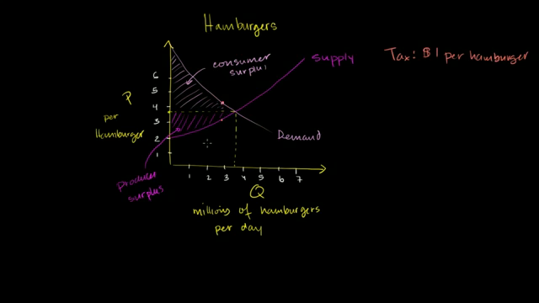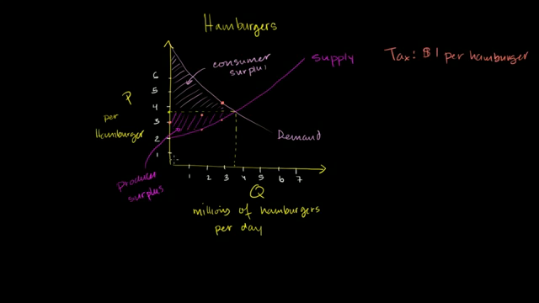In order to get the suppliers to produce 2 million hamburgers, you're going to have to pay them about $2.50. But then the consumers are going to have to pay $1 more than that. So they're going to have to pay that much. In order to get them to produce at all, you're going to have to pay at least $2. But then if the producers are getting $2, the consumers are going to have to pay $1 more for the tax.